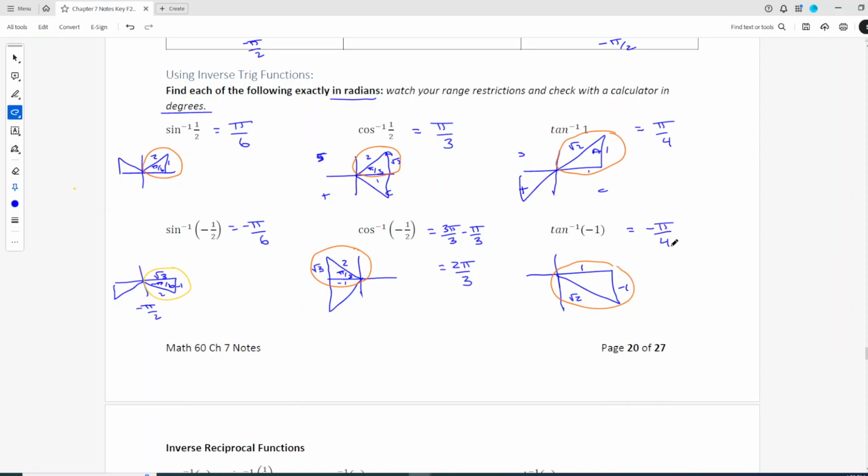And again, if we were checking this, we'd go inverse tan of 1, and we get 45 degrees. And we go inverse tan of negative 1, I get negative 45 degrees.